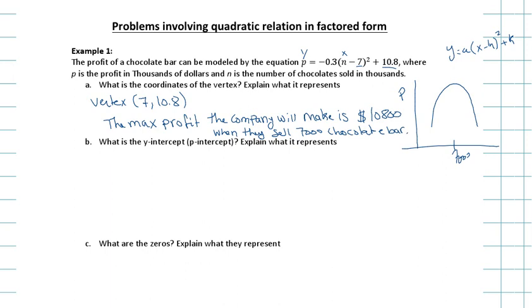So these are called application questions, right? So things that we have learned. We've learned how to identify what the vertex is, but now we're going to use the knowledge that we have acquired earlier to apply it to questions like this. Now it says, what is the y-intercept? Or in this case, it's the p-intercept because p represents your y, right? Remember that we replaced y with a p. And explain what it represents.